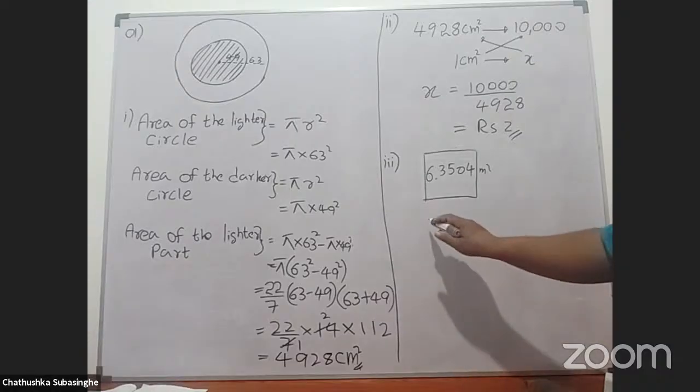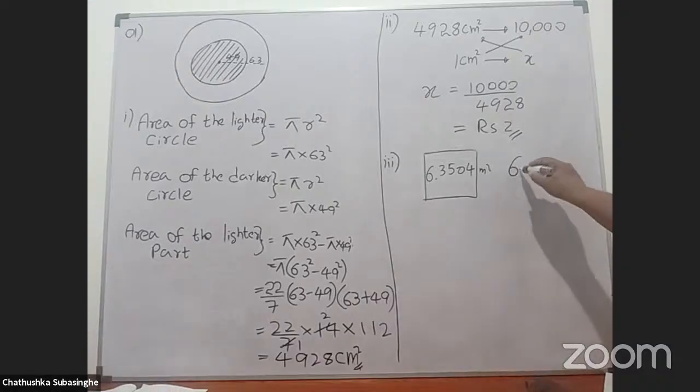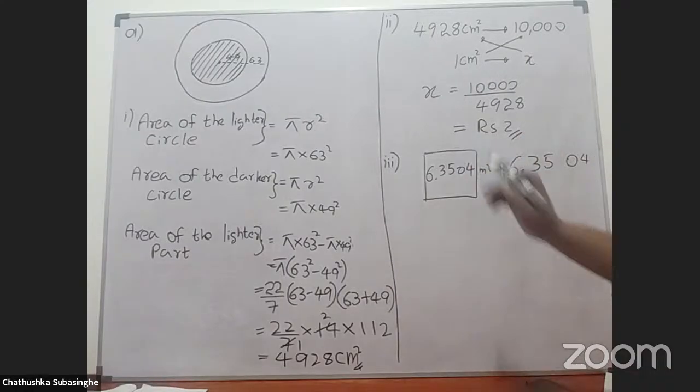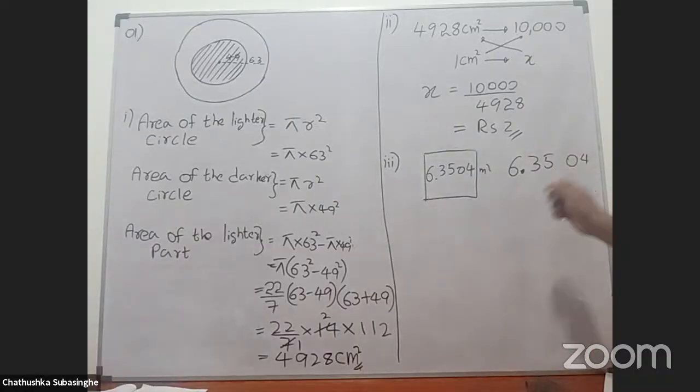So this is what we do in the division method. We have the number 6.3504. Before the decimal point, I have to take the digits as pairs, and after the decimal point, I also take the digits as pairs. Before the decimal point, I have only one digit, so I can just take it. After the decimal point, I have 4 digits, so I take 35 and 04. That's how I separate them into pairs.